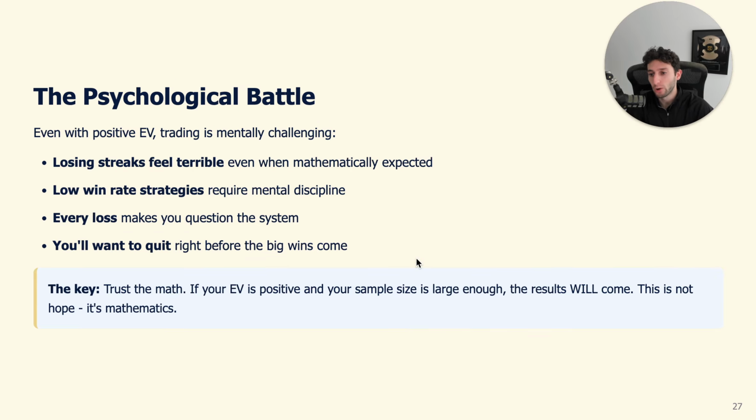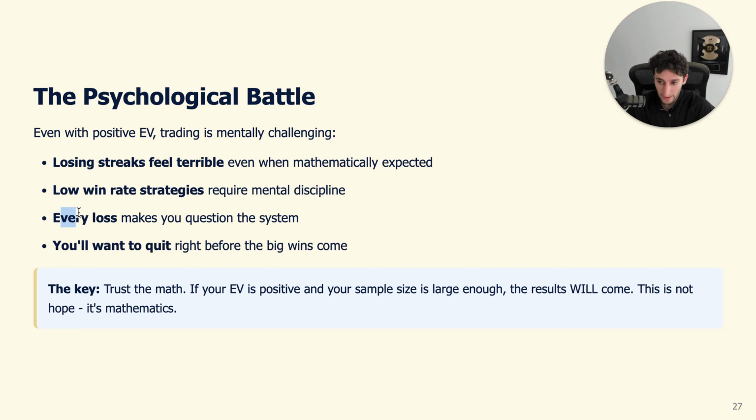Now, the biggest battle with this is that you can have a positive EV, but still have really strong losing streaks. And it may last very long because you've got to look at your strategy over the long haul. You may also have low win rate strategies. You may have a strategy that wins 10% of the time with positive EV, but can you mentally handle losing 9 out of every 10 trades that you take? That's a question only you can know.